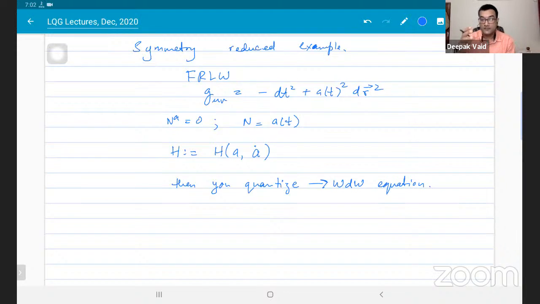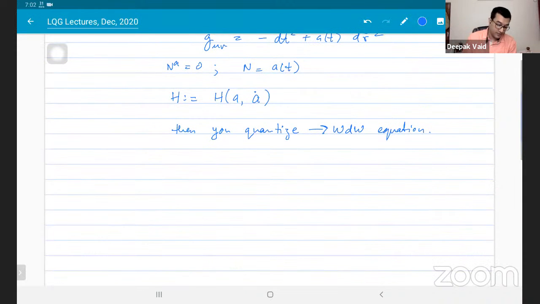right? Because the full theory, so there are two possibilities, right? One is that you symmetry reduce and then you quantize. So you start with GR, right? And then you symmetry reduce, and then you go to the quantum version.